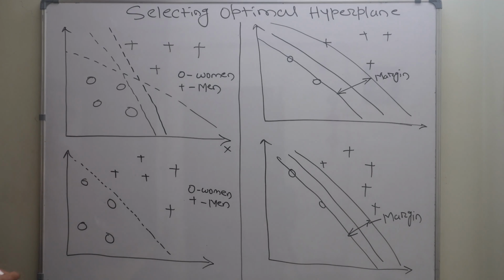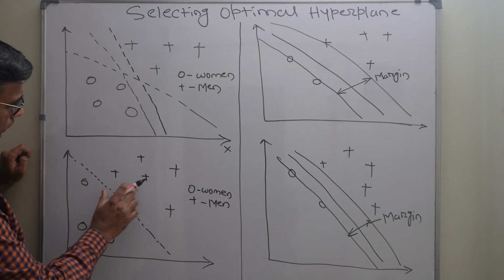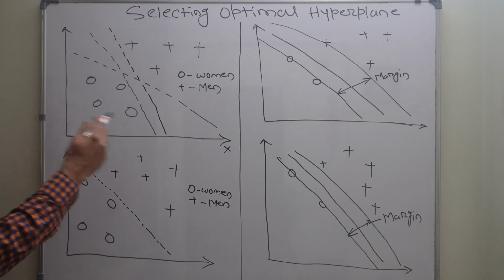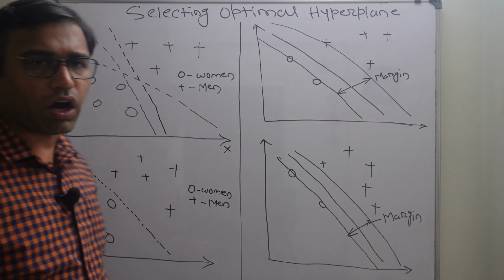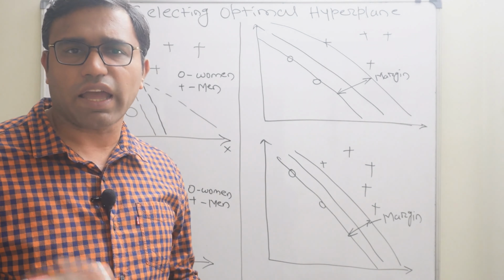But if you see the second line, this line is separating these two classes better. So this can be the hyperplane. Now there can be multiple hyperplanes. Now how to select the optimal hyperplane so that we can get the accurate result.